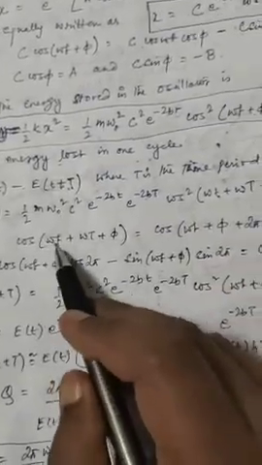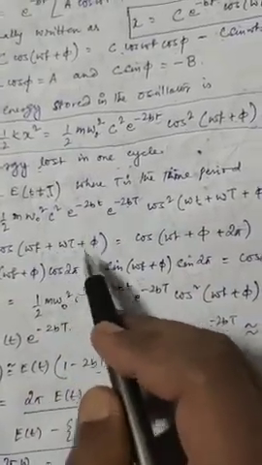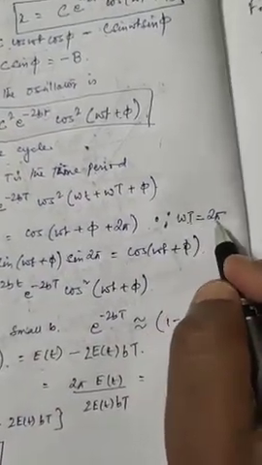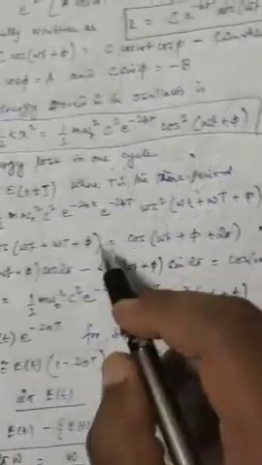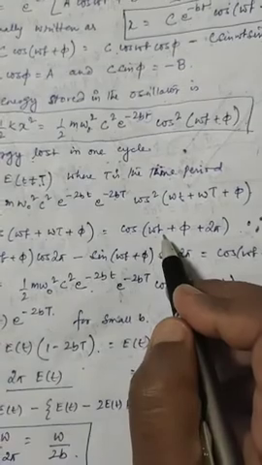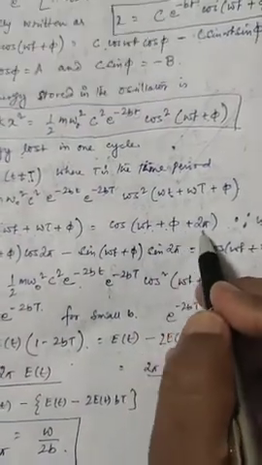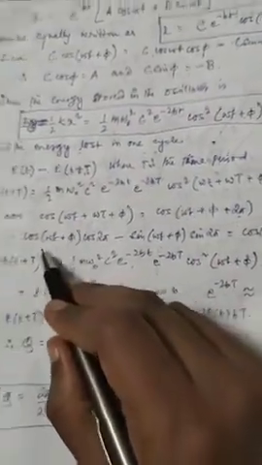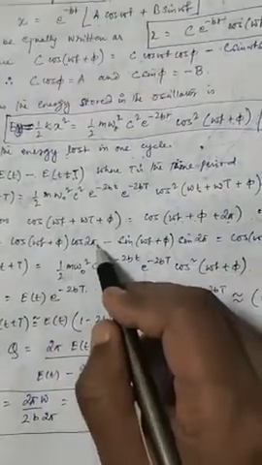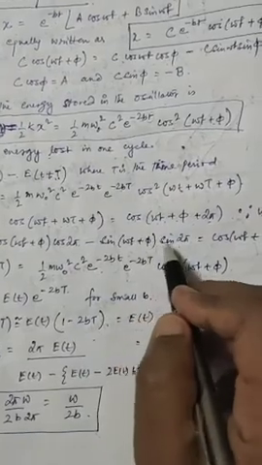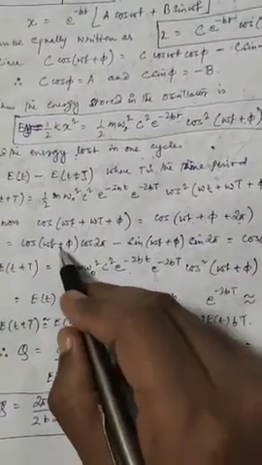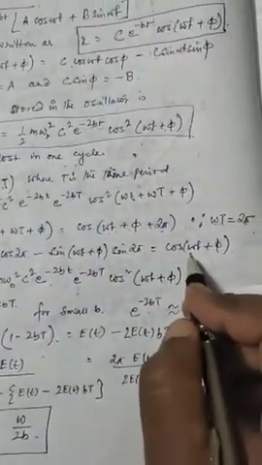Now what is cos of omega t plus omega capital T plus phi? You remember, omega into capital T is 2 pi, because omega was 2 pi by T. So basically this is 2 pi. So cos of omega t plus phi plus 2 pi can be written as cos of omega t plus phi cos 2 pi minus sine of omega t plus phi sine 2 pi. This is 0, and cos of 2 pi is 1, so it is cos of omega t plus phi.